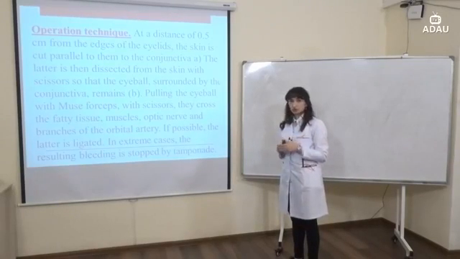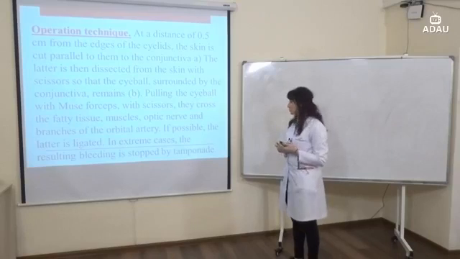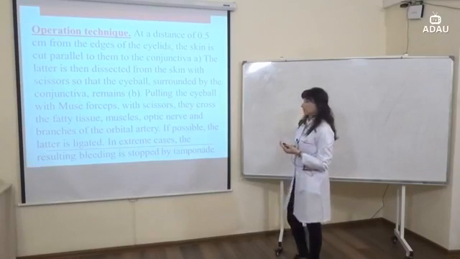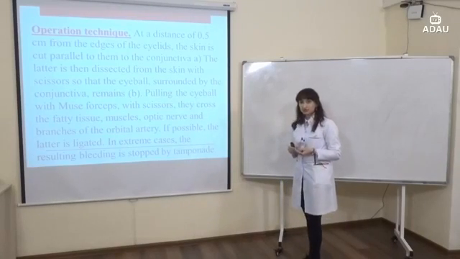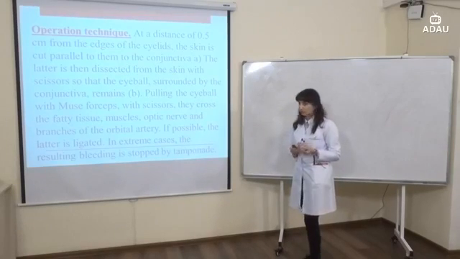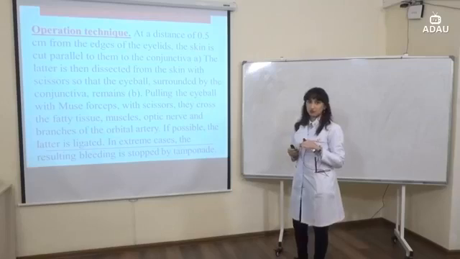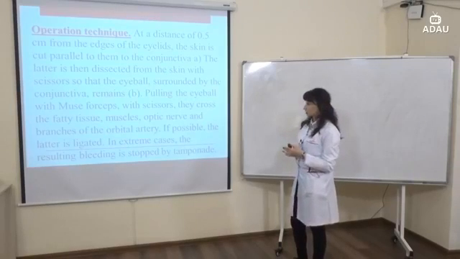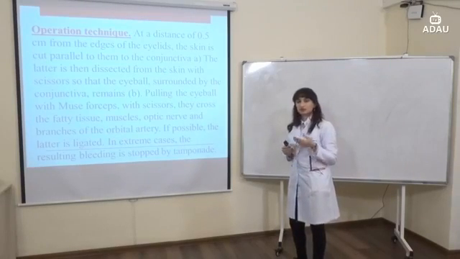After that we should put the drainage. After this procedure, we should apply stitches. The stitches will be knotted stitches, and if possible bleeding occurs, we should stop the bleeding with tampons, with pressure, and we should put a ligation on the orbital artery.